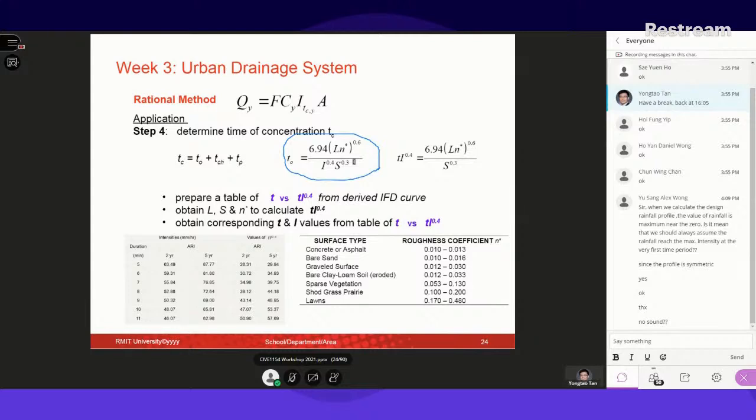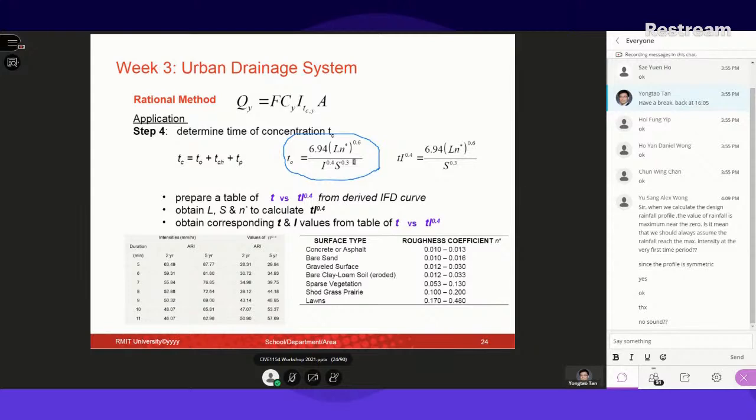But first, how to get the overland time of concentration. By using this formula, you cannot get TC directly. So normally we prepare a table of T and T times I to the 0.4 power. And of course, this is from the IDF curve. Then we know the L, the S, and also the N to calculate the value.